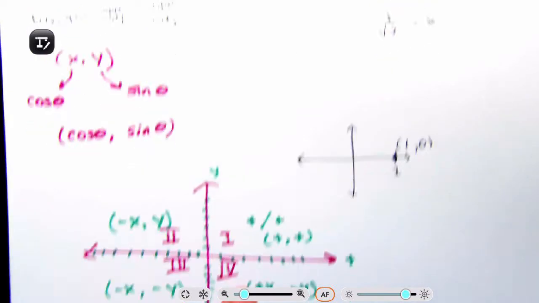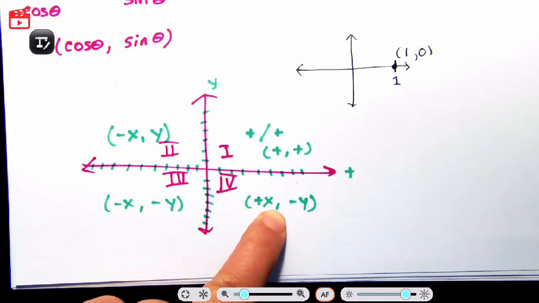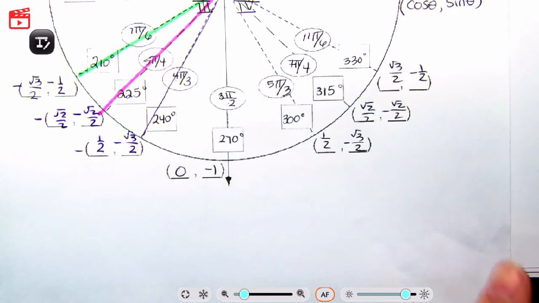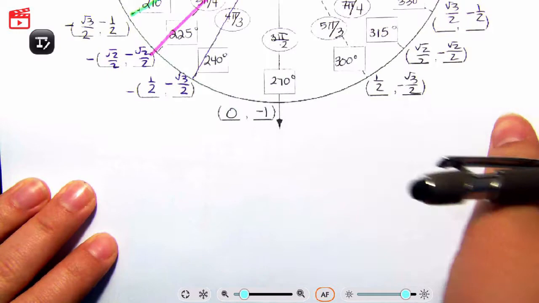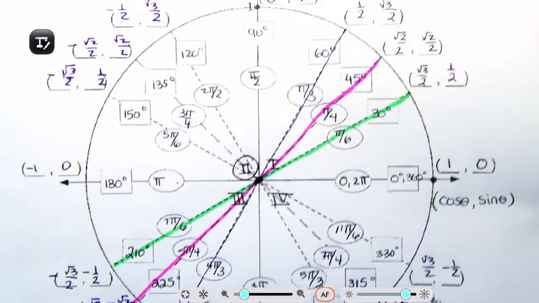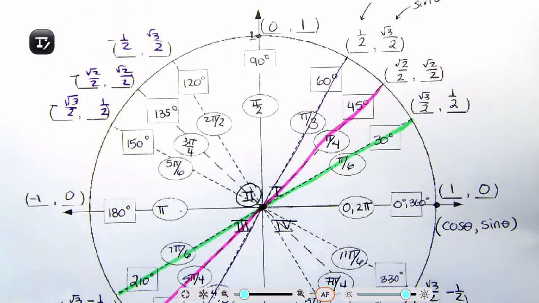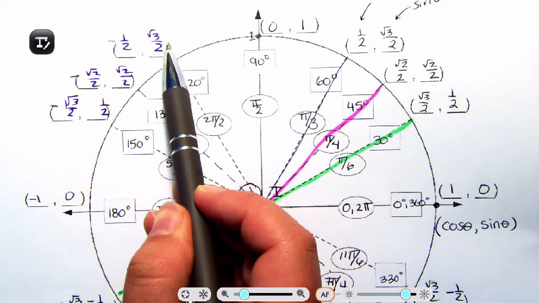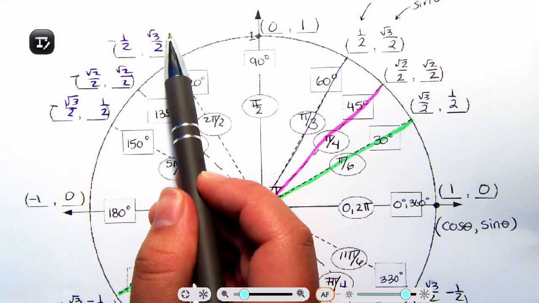Except we're now in quadrant 4. So what do we know about quadrant 4? Quadrant 4 means my x values are positive, my y values are negative. So on my y values, I'm simply going to put a negative on there. So when I'm asking you, what is the sine of 120 degrees, all you have to do is just look here. Sine comes after cosine, so it is positive root 3 over 2.